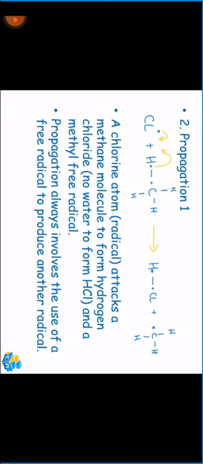The second step of our monochlorination of methane is called propagation 1. In propagation 1, a chlorine atom or free radical that was formed in the initiation step attacks a methane molecule, and this forms hydrogen chloride and a methyl free radical. There is no water present to form hydrochloric acid, and it's important to remember that propagation will always involve the use of a free radical to produce another free radical. So as we can see clearly here, we start with a chlorine free radical and end up with a methyl free radical.